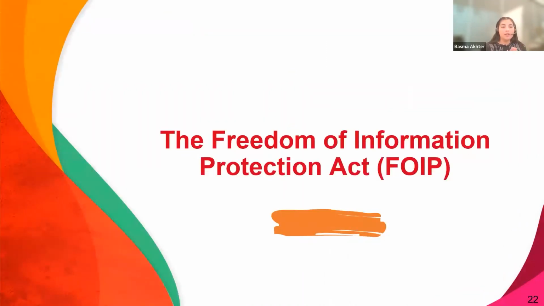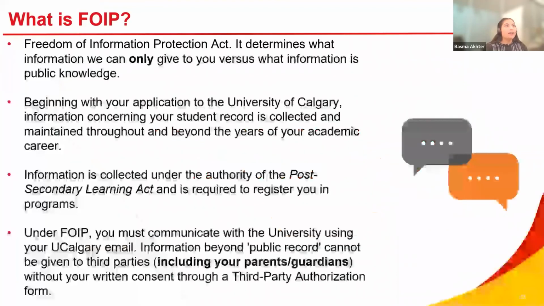Let's talk a little bit about your student record part now. When I mentioned at the beginning that we will talk about FOIP, I meant the Freedom of Information and Protection of Privacy Act. When you begin your application at the University of Calgary, any information concerning your student record is collected and maintained throughout your academic journey and even after you graduate. We have this Freedom of Information and Protection of Privacy Act to help us determine what information is just viewable to the student versus what is considered public information.